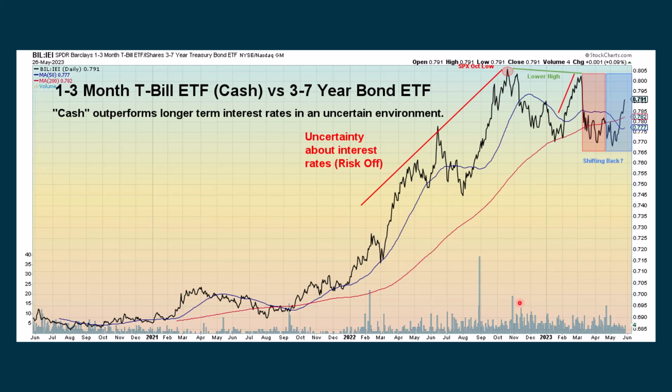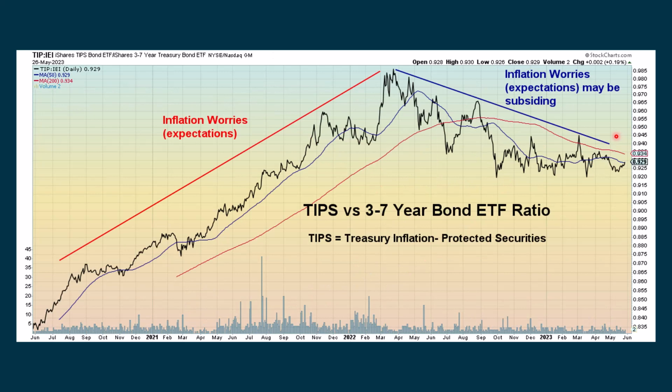And then comparing that with a 3 to 7 year bond. We're seeing a little shift in this chart. When this chart was going up, that shows that there's a lot of uncertainty about interest rates. And that's more of a risk-off posture because interest rates are going up. Then recently we saw a death cross in this ratio and it looked like things were starting to shift. But recently, and probably due to the debt ceiling issue, this ratio has been going back up, but it's still in an overall downtrend.